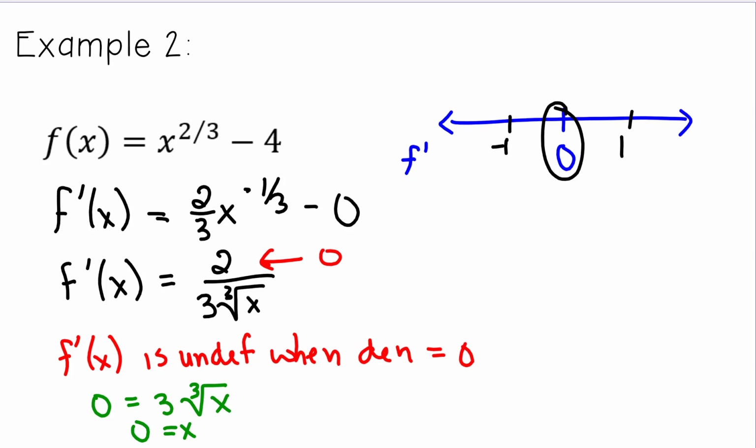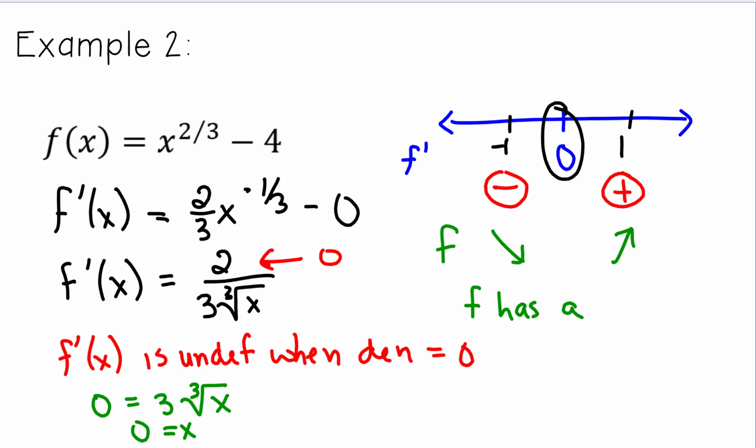And when we plug negative 1 in, the cube root of a negative is negative. So overall, this will be a negative number. And then if I plug positive 1 into the derivative, we end up with a positive number. This means that the graph of f goes from decreasing to increasing at 0. So f has a relative min at x equals 0. And that is it for this video.